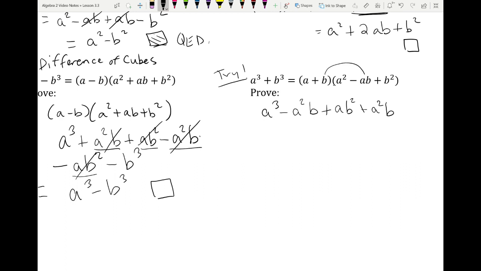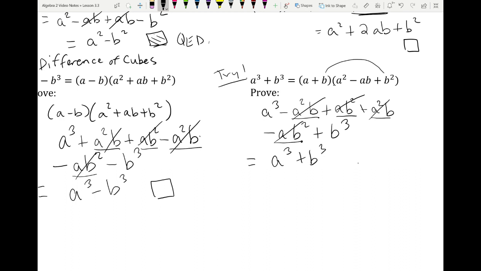And then we have b times negative ab. A positive and a negative is a negative. I have a total of 2 b's, so b squared. Now we have b times b squared, which is b cubed. All right, so now notice that a squared b is negative here, and it's positive here. So a squared b minus a squared b is 0. That cancels. We have ab squared here, and negative ab squared here cancels. So we have a cubed plus b cubed. And we have proven the identity because it matches the left-hand side.